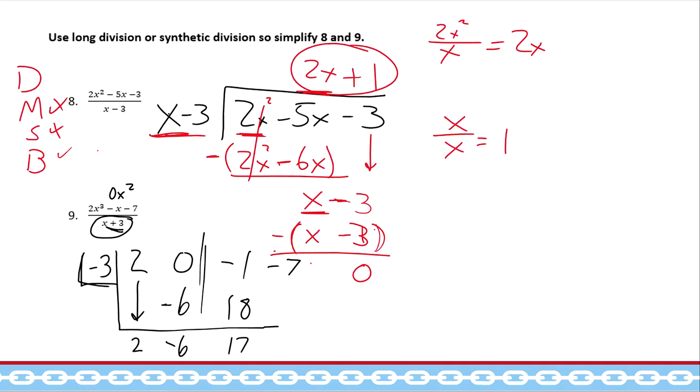And one more cycle through. I have -3 times 17, -51. Just grab a calculator on that if you need to. And then one last adding of -7 and -51, -58. Okay, this 2, -6, 17, and -58, they are the coefficients that I need for my solution.